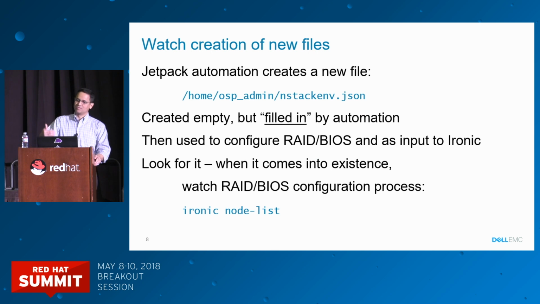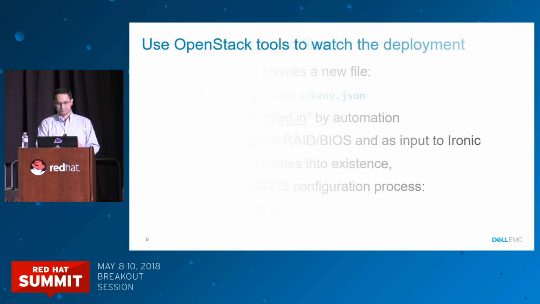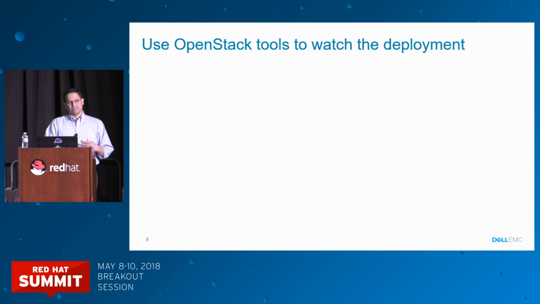But as a deployment engineer, you need a place or a point in time to know when to start doing Ironic node list and which nodes have been configured, which ones are not. So in Jetpack, you get a place where, okay, it has come this far, now it's doing RAID and BIOS, and then it will go on to do overcloud deployment as well. At this point, overcloud deployment has begun.